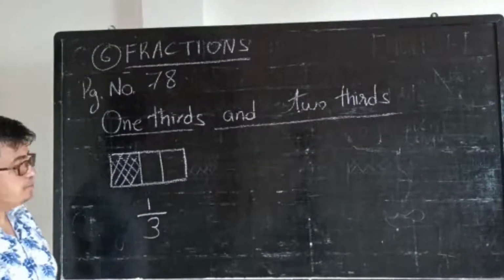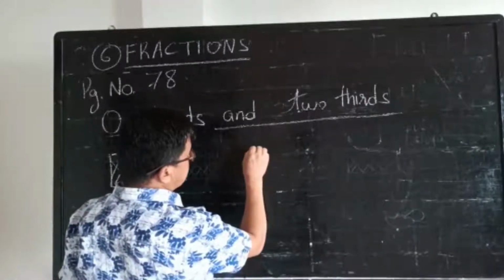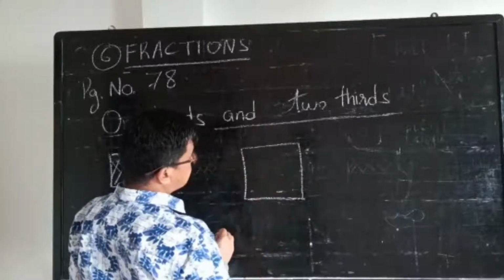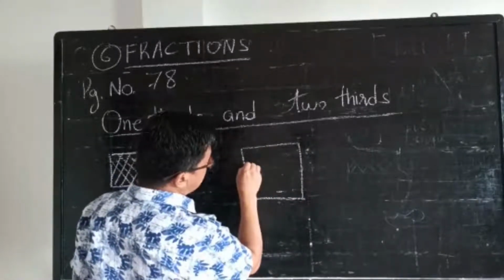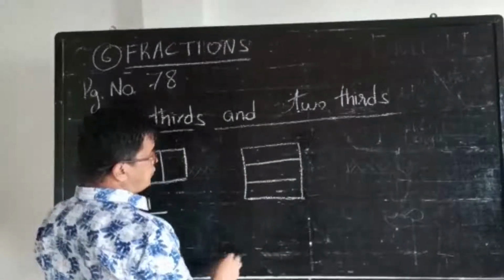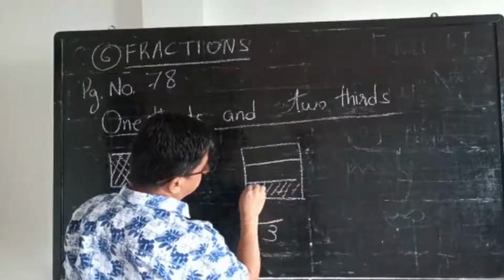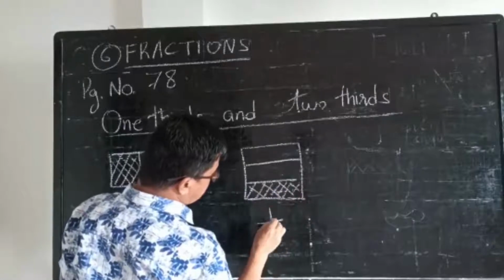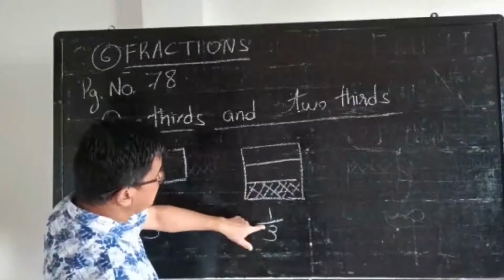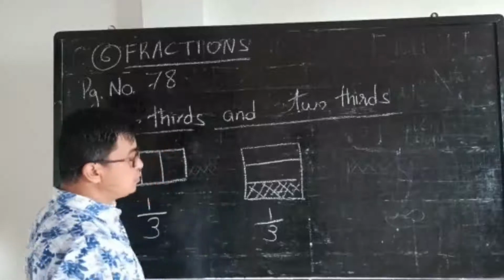Again, another example. Let's take a square. Again, we divide this square into 3 parts: 1, 2, 3. Out of the 3, total parts is 3. Again, I shade only one part. How many parts are shaded? Only one. This is 1/3 of the whole. Now next we come to 2/3.